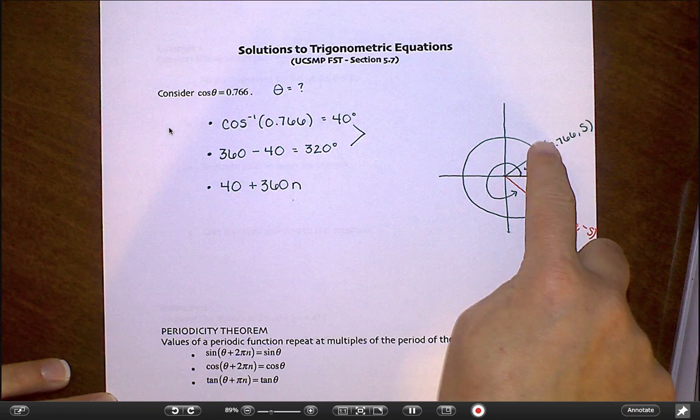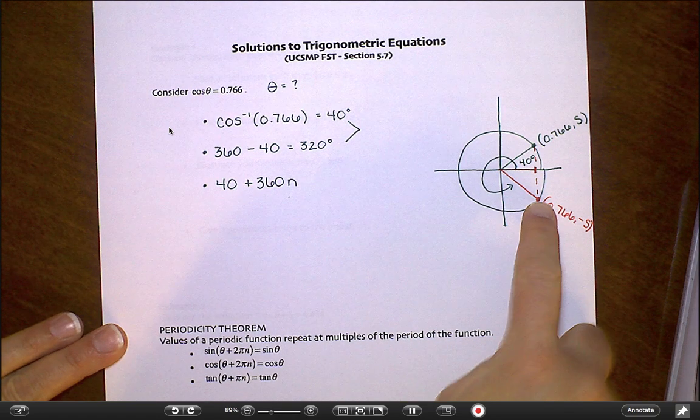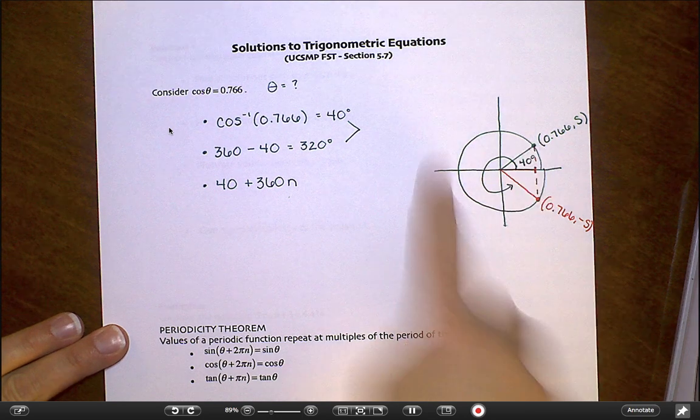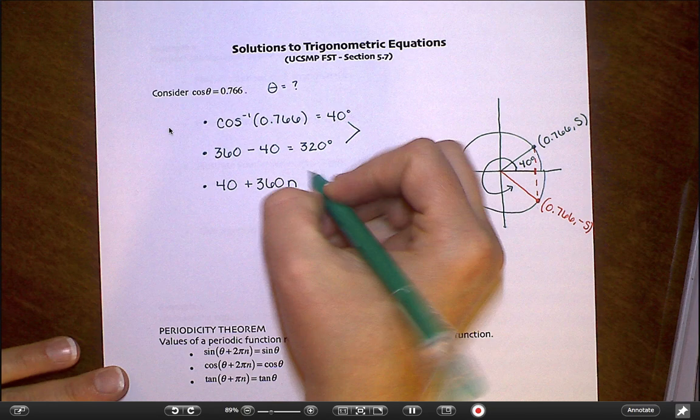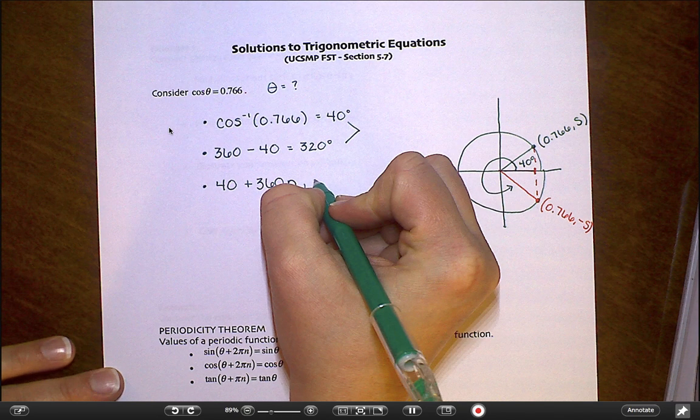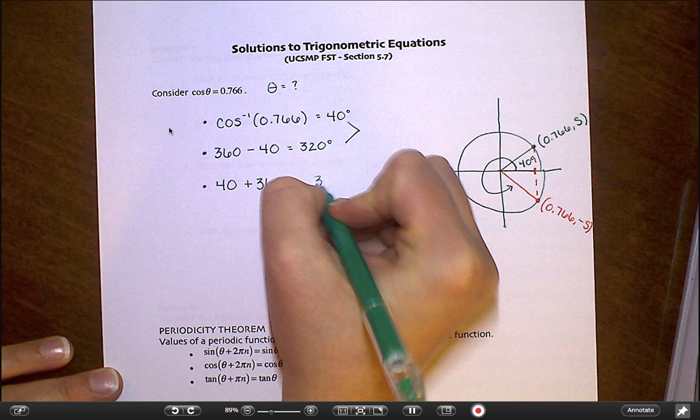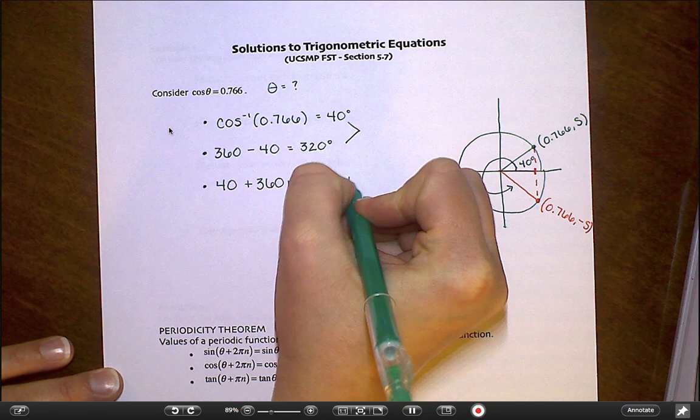And then I have to say the same thing about this point down here, because me going around by 360 from this point is not going to include those red ones. So I could say 40 plus 360n and 320 plus 360n.